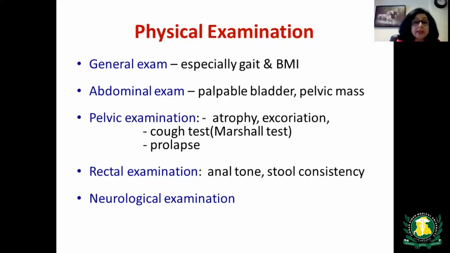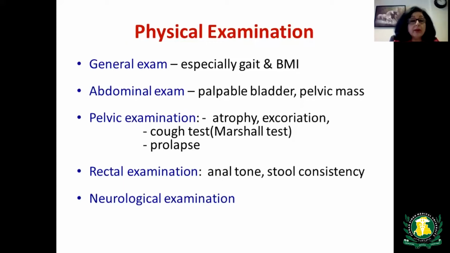During pelvic examination, you look for signs of vaginal or vulval atrophy, and excoriation as a result of constant dribble. Then you ask them to perform the cough test, which will give you an idea of whether or not this could be a case of stress urinary incontinence, because women who leak on cough, that is a very good indicator that there may be an anatomical disruption. And then of course, identification of the prolapse.